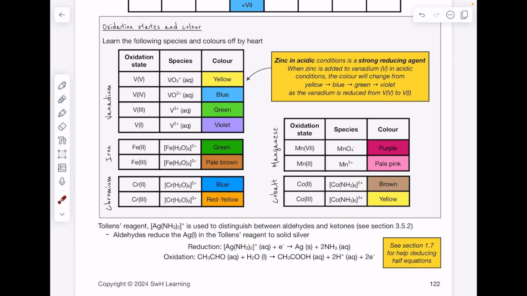Iron 2 is more straightforward. Here's your complex ion. Iron 2 is green. You'll have met this when you were learning your various anion and cation tests. Remember, when you add sodium hydroxide to iron 2, you get a green precipitate. The same reaction this time with iron 3, you get a brown precipitate. What about chromium? Well, Cr2+ is blue, Cr3+ is red-yellow. Manganese now, manganese 7, MnO4- is purple, Mn2+ is pale pink, and then lastly cobalt 2 is brown, cobalt 3 is yellow. Like I said, you will need to learn these colours off by heart.